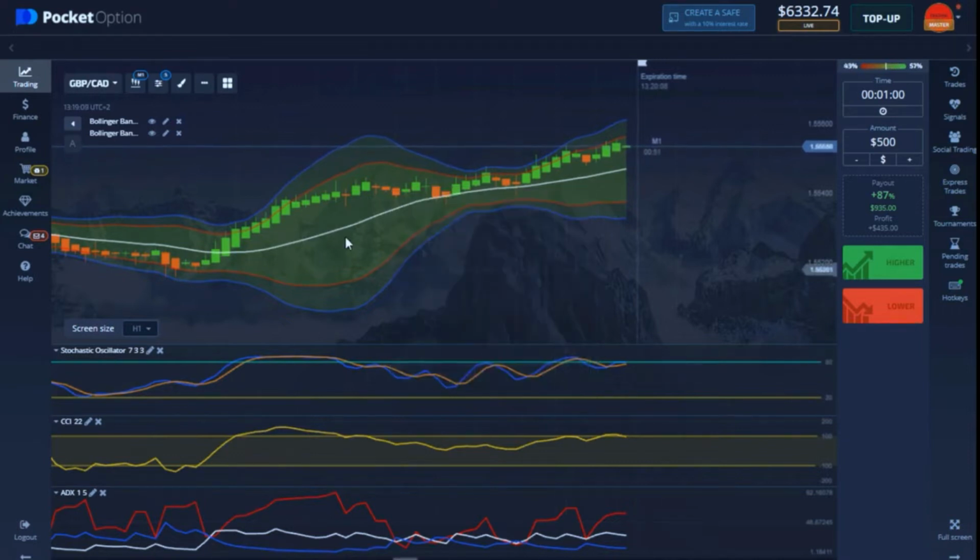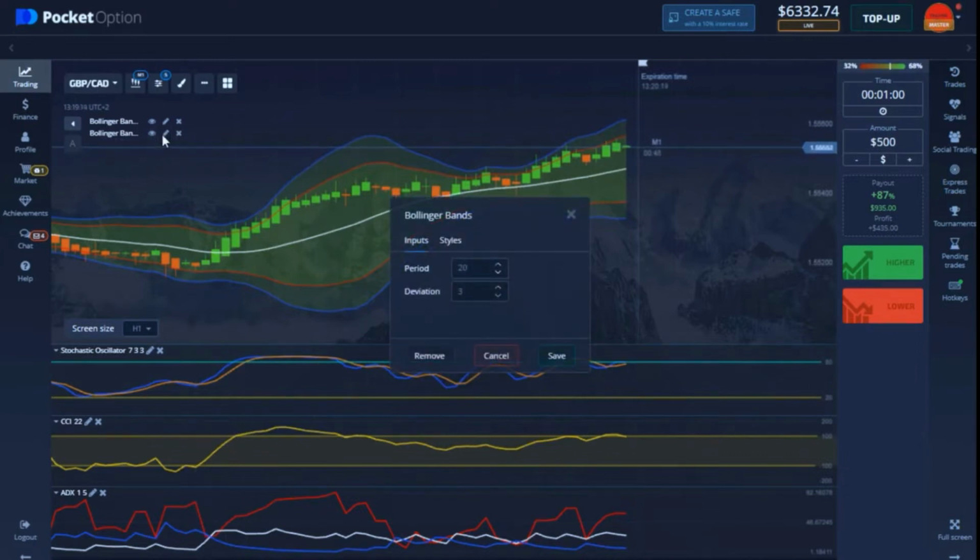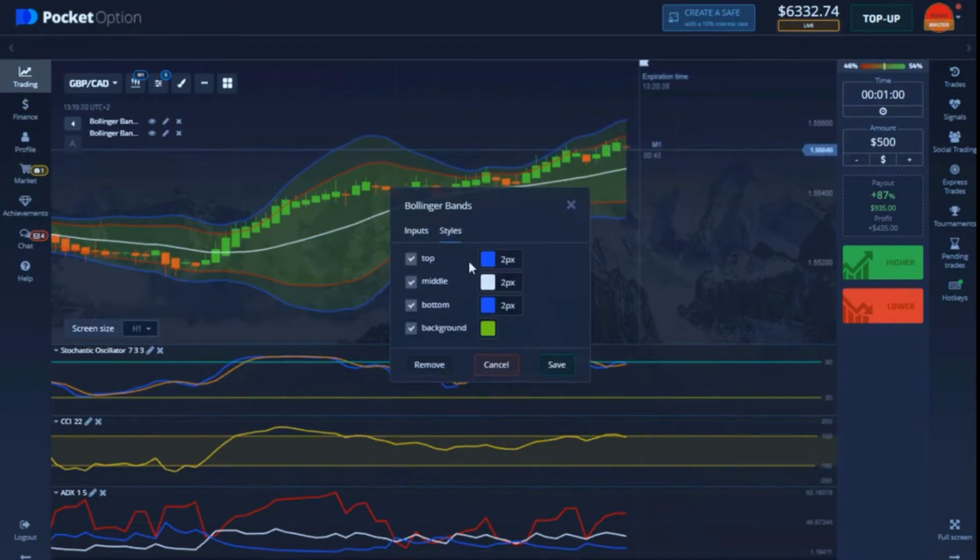The second indicator we're using is another Bollinger Band, but this time the deviation is 3, and the period is 20 as well. On the style, the top color is blue, the middle is white, and the bottom is blue. I also set all the lines to 2 pixels. So that's pretty much all I do. When you're done, you hit save.